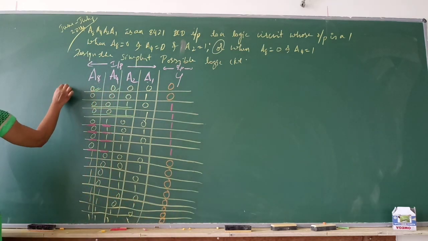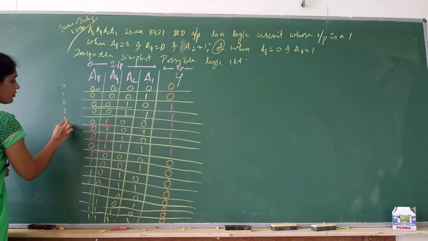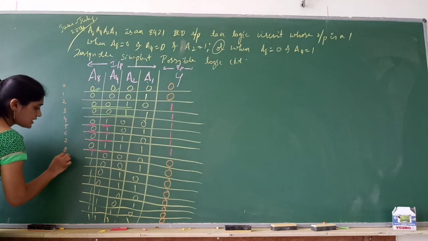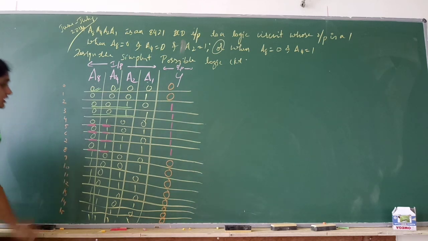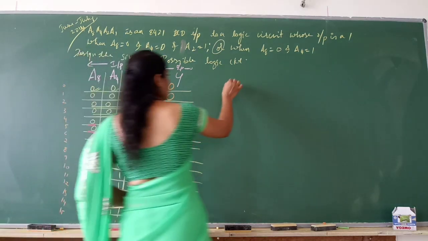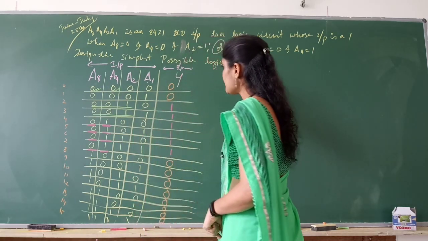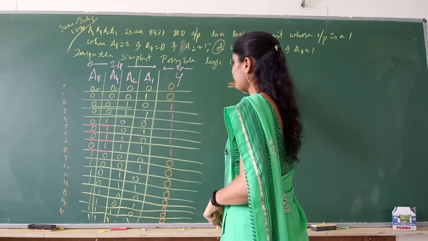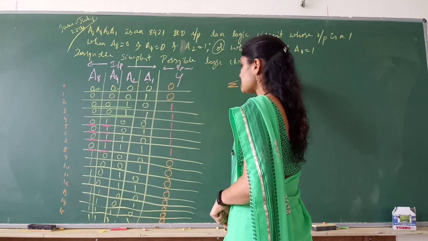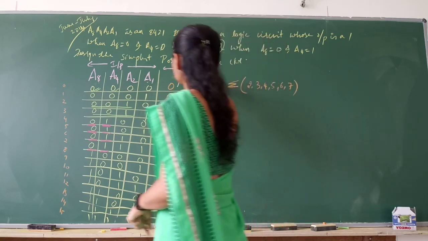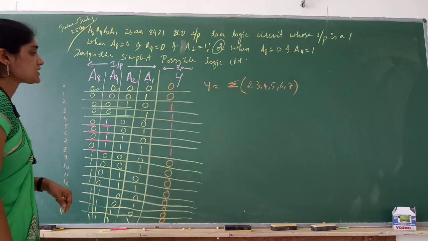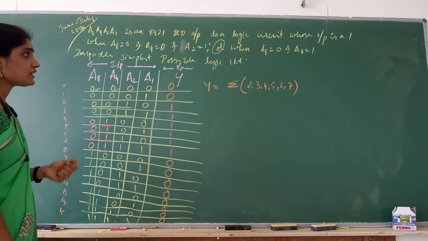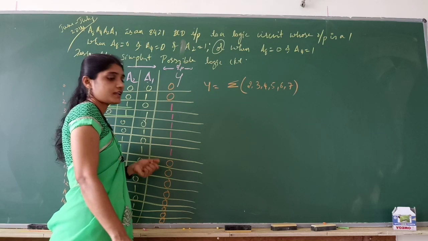Okay. So this is 0, 1, 2, 3, 4, 5, 6, 7, 8, 9, 10, 11, 12, 13, 14, 15. So what are the min terms we get now? The min terms are 2, 3, 4, 5, 6, 7. Y is equal to summation of 2, 3, 4, 5, 6, 7. Hope you can solve this and you will get the final answer.